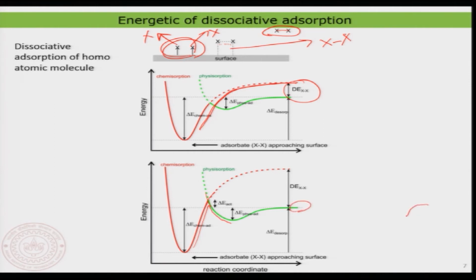So, that means you have a physisorbed molecule, and then the molecule needs to overcome a barrier to finally reach the chemisorbed state. This is the physisorbed state and this is the chemisorbed state, and the molecule needs to cross this barrier in order to come to the chemisorbed state. That is the difference in this case compared to the general physisorption, or generally an atom adsorbing onto the surface.